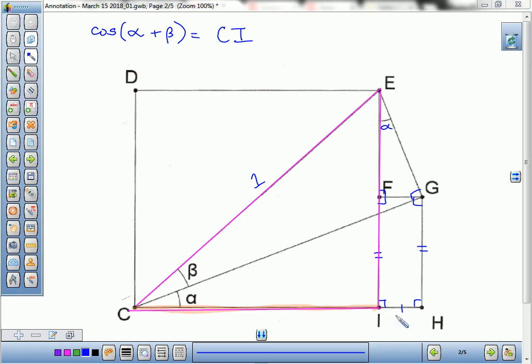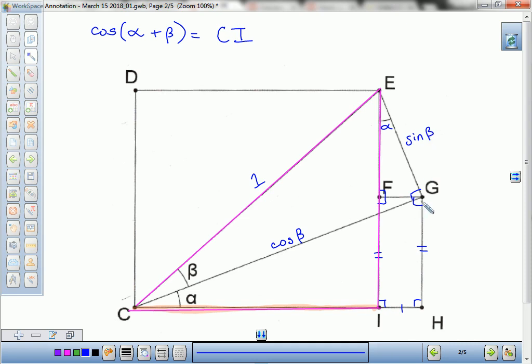Now, we need... No, we can do this. What is CG? This is cosine of beta, okay. All right. What would GE be? Sine beta. Okay. Sine of beta is GE.